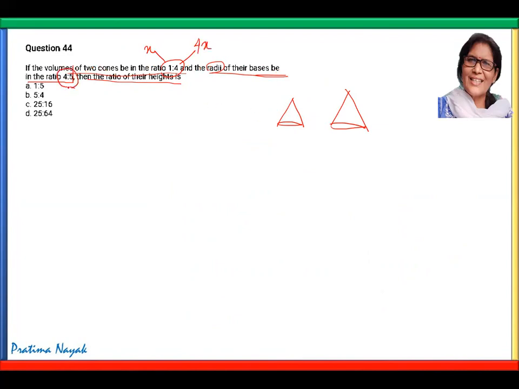Radii are given as 4:5. That means now I cannot take 4x, 5x. I'll take 4y. First cone radius is 4y. Second cone radius is 5y. Then you have to compare the height. You have to take the ratio of height 1 and height 2. So let us see. First volume is volume 1. I am representing volume of the first cone as 1 by 3 pi r square. R is 4y whole square, is equal to volume. First volume is how much? X.